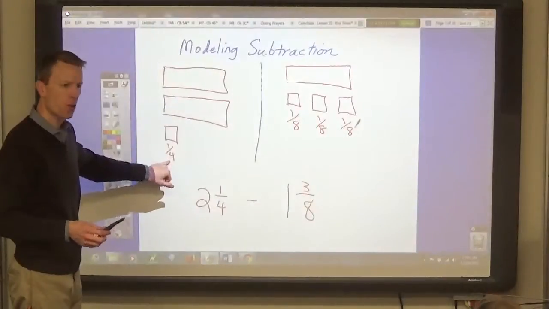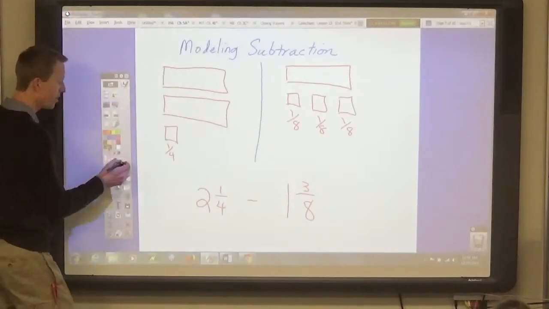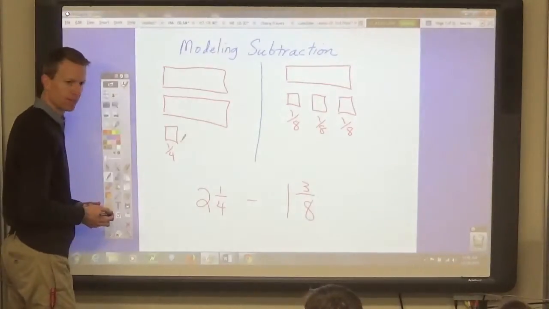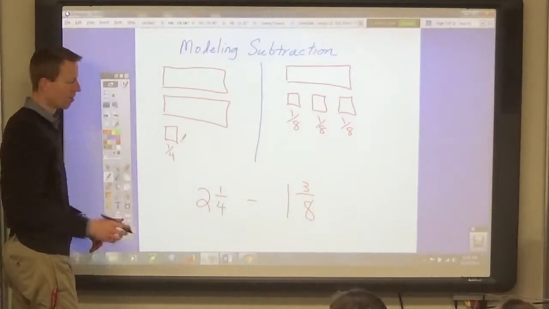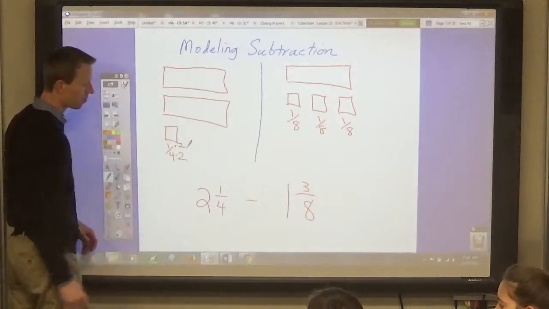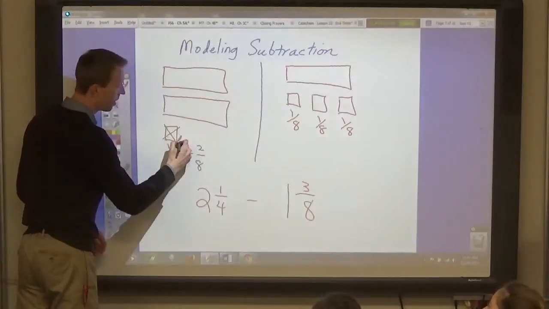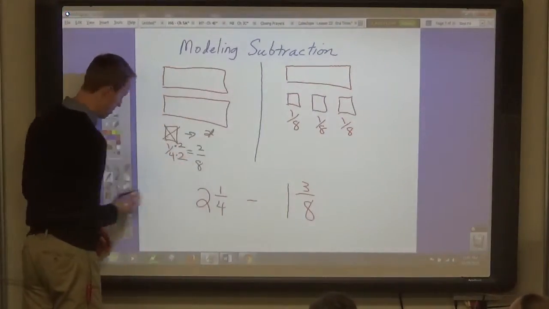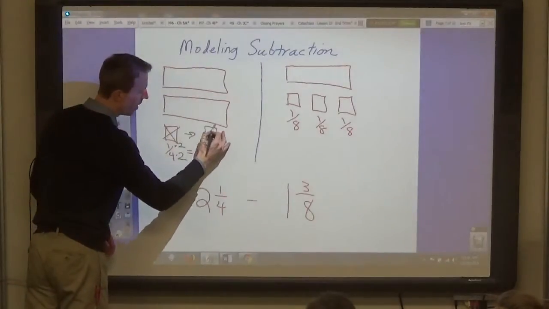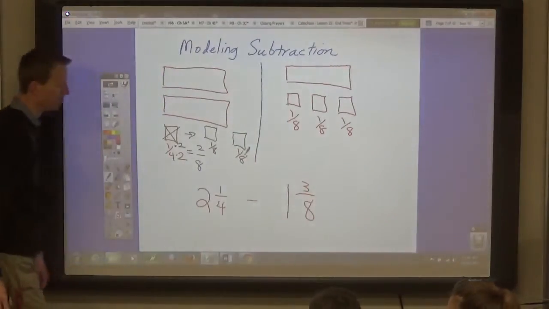So, do we have 8ths over here? No, we have 4ths. So we have to change this to 8ths. How would we do that? You would do 2 times 4, and then 2 times 1, which would be 2/8. So we have to draw, instead of this, we're going to change it to 2/8. So 1/8 and 1/8. Okay?